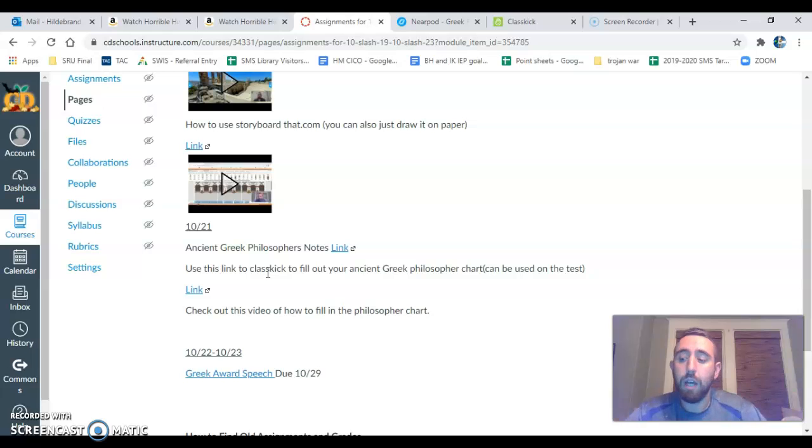Now, if you don't really want to use ClassKick because you're like, Mr. Hildebrand, I don't want to be opening up ClassKick while I'm doing my test, and it's a lot of tabs, you can write this down on paper too. You can make your own chart as we go along. But I kind of want to show it to you on ClassKick so you have that visual.